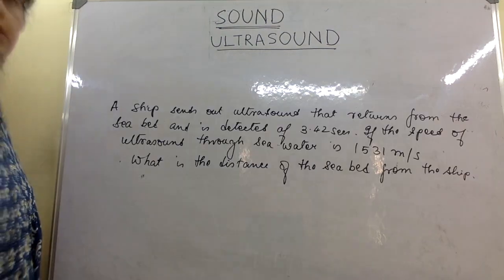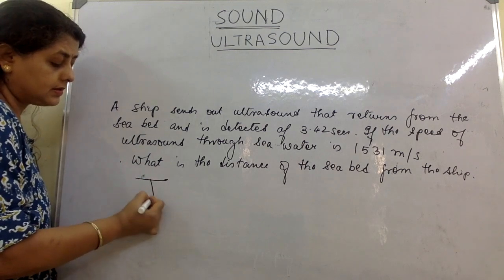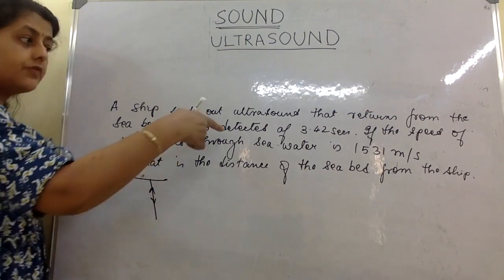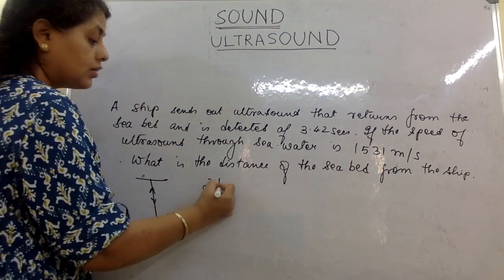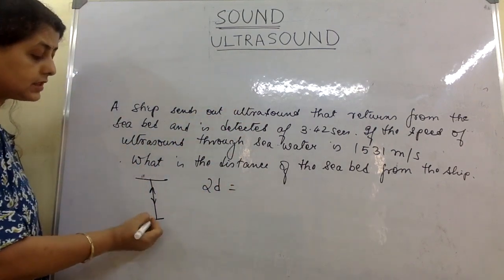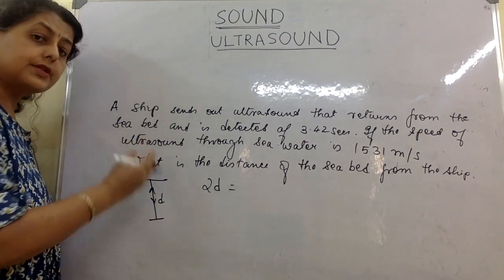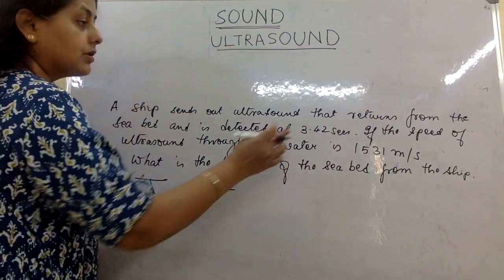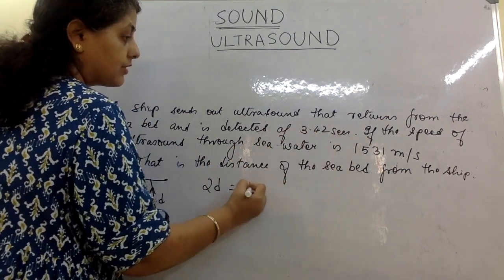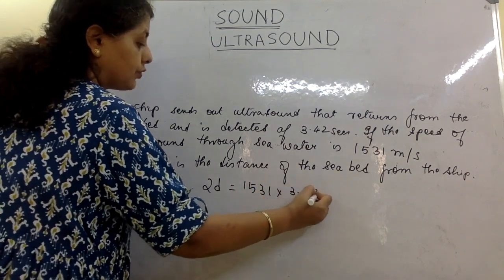Now here again the ship is sending signals and it is getting it back after a time of 3.42 seconds. Now this is again 2d. The distance of the seabed from the ship is d, 2d because it is the return, the ultrasound is reflecting back. 2d is equal to speed 1531 into the time 3.42.